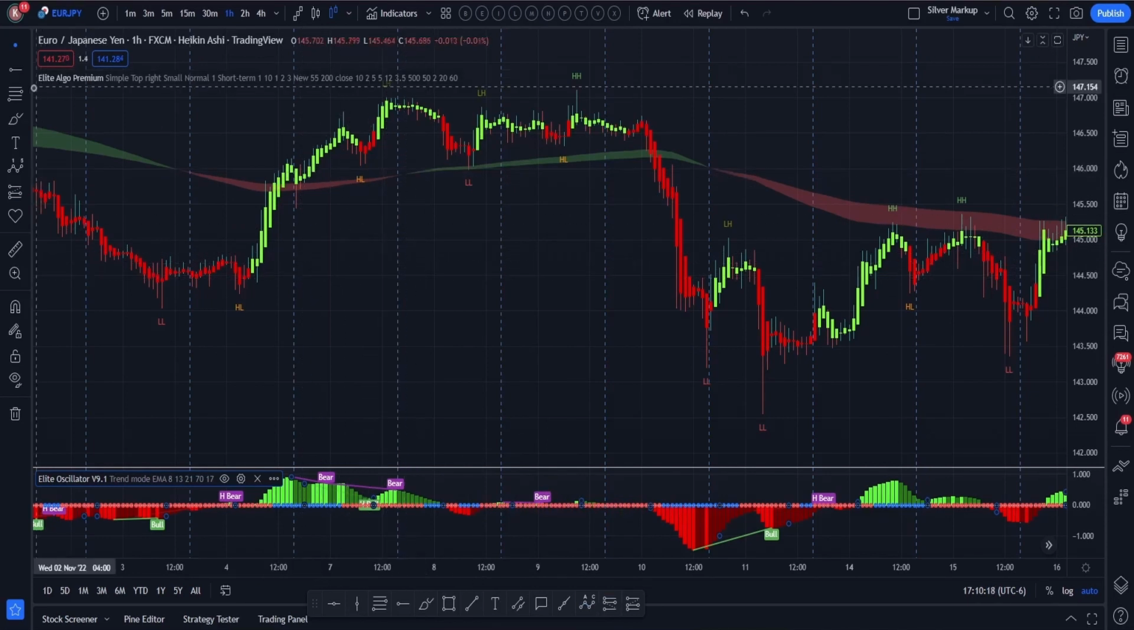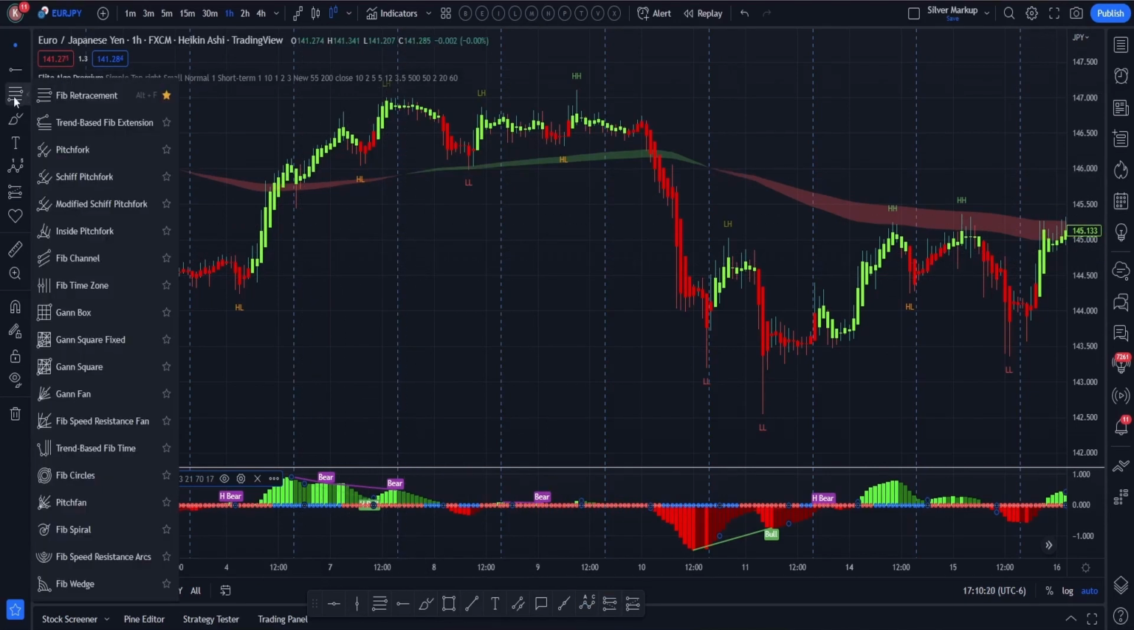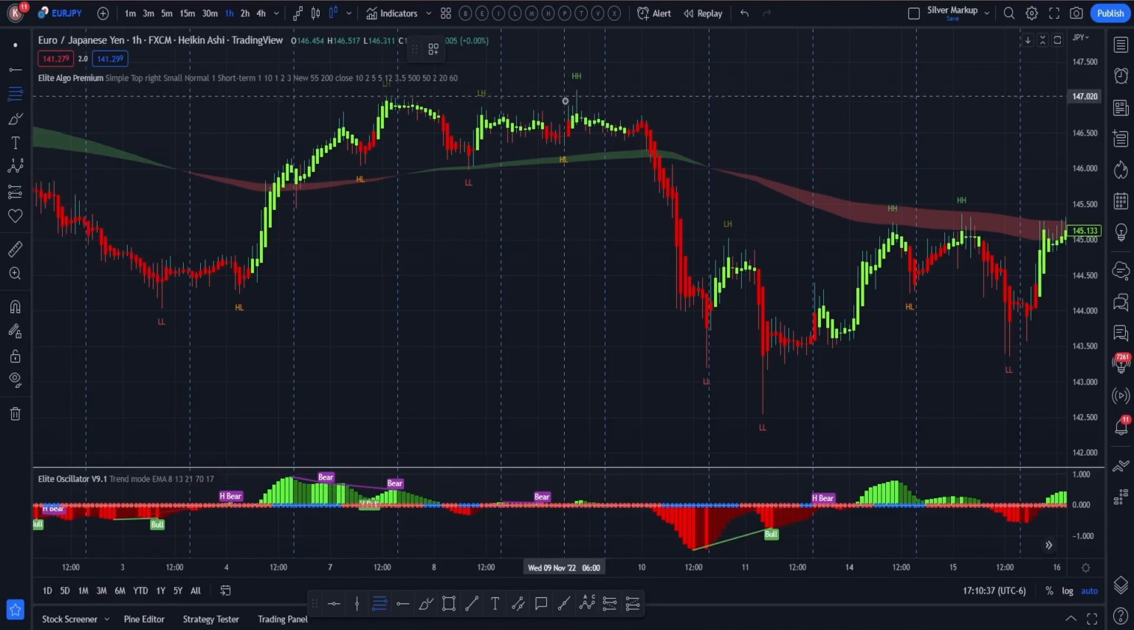Now, obviously, if you don't know what Fibonacci is, I have a separate video that I'll link to where you can see what Fibonacci is and how to use it. But I'm going to show you really simply how to put it together. Fibonacci is going to be right here, and these are just basically lines or measurements that the market likes to respond from.